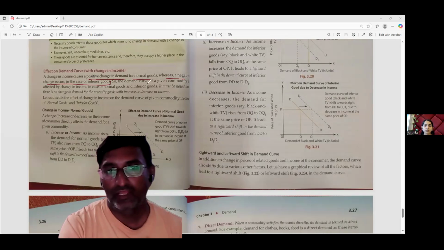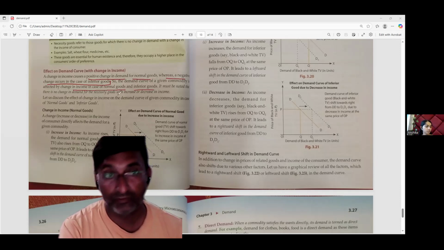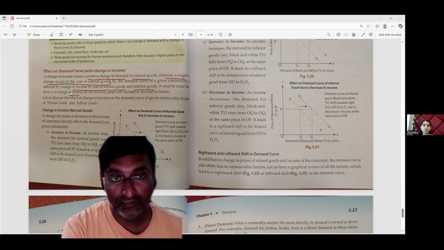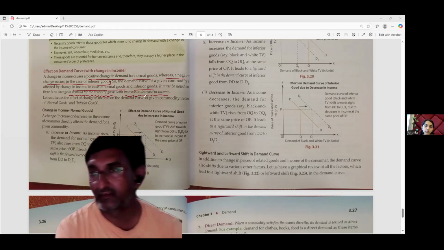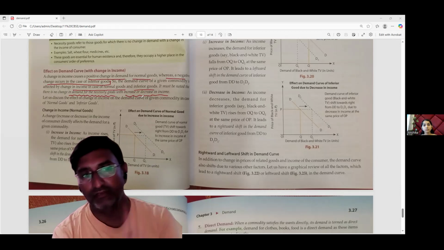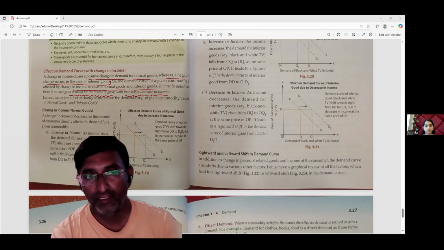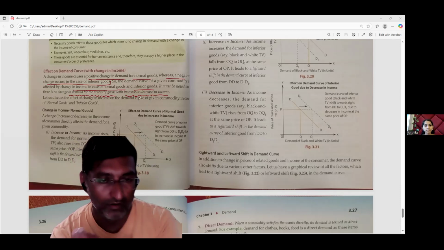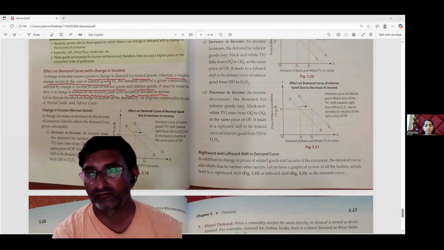Right? So the demand curve of a given commodity is affected by the change in income in the case of normal goods and inferior goods. It must be noted that there is no change in demand for necessity goods with an increase or decrease in income. It doesn't matter. If income level is increasing or decreasing, this factor is not affecting the consumption of the commodity. You can take a simple example of food oil or salt. These are necessity goods.